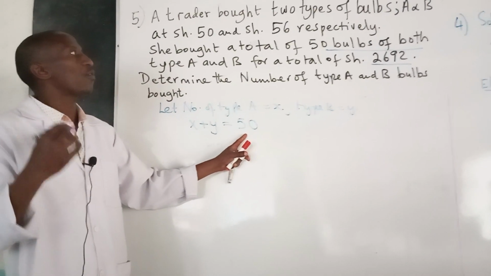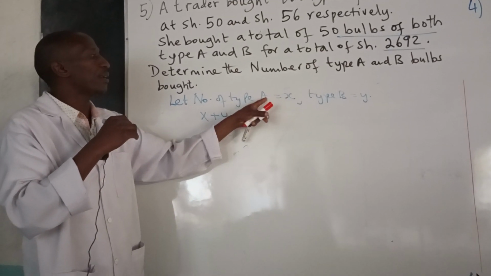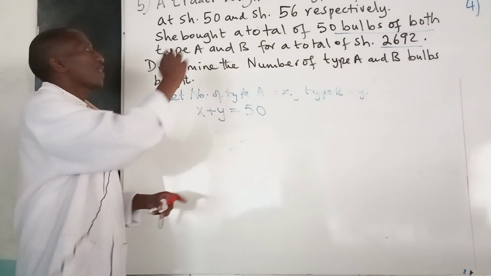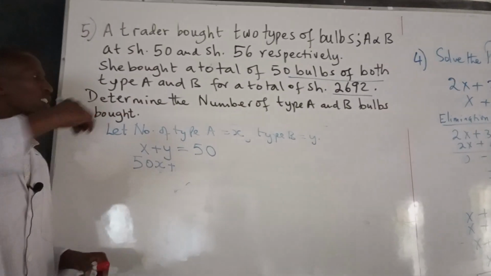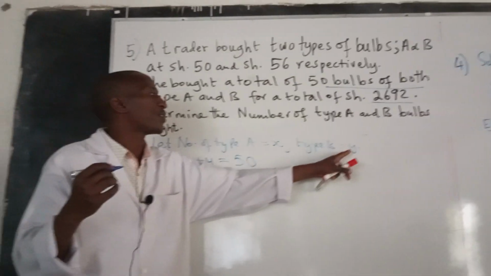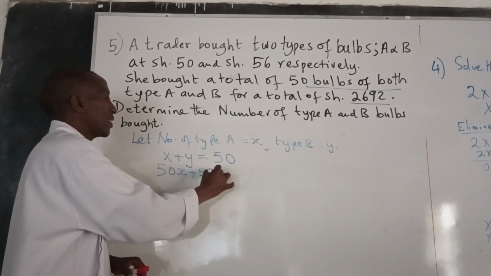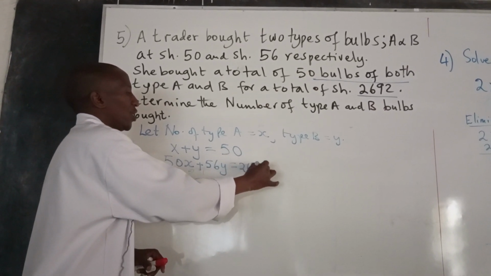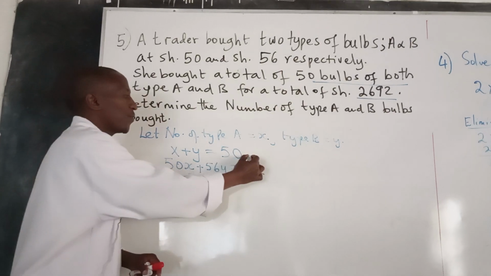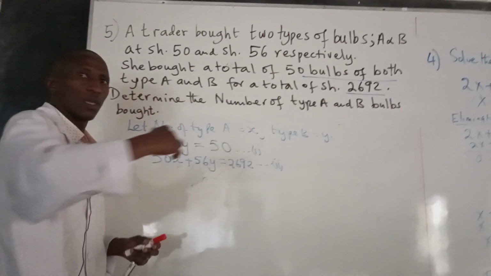Let us look at now the pricing. If the number of type A bulbs were X, therefore they must have cost 50X. What was the cost of type B bulbs if they were Y? That must be 56Y, and that totals 2692. So that creates for us equation 1 and equation 2.